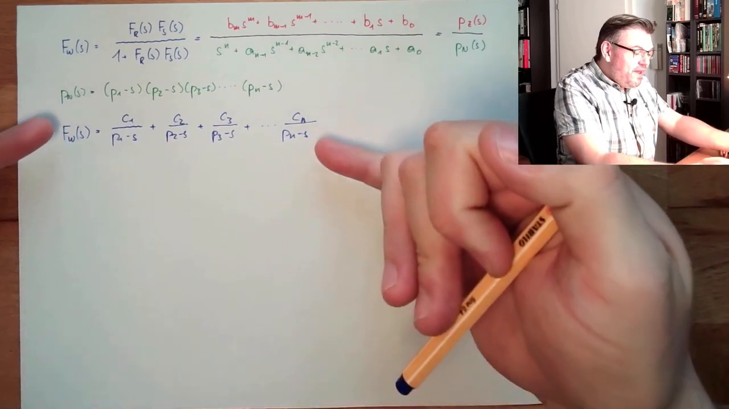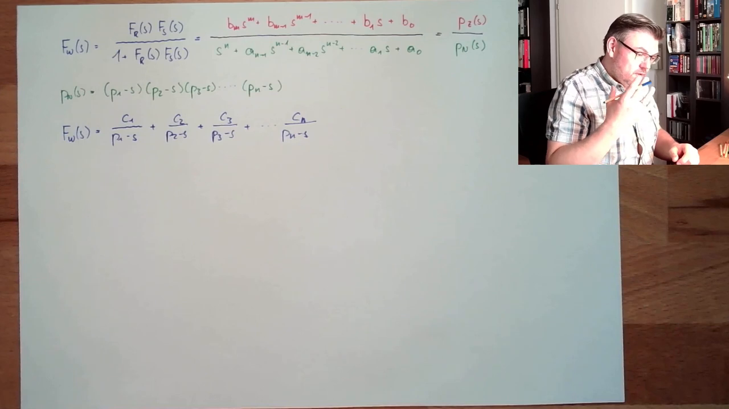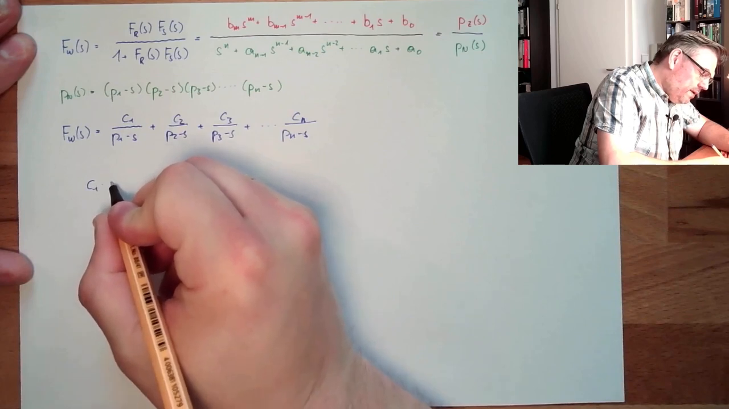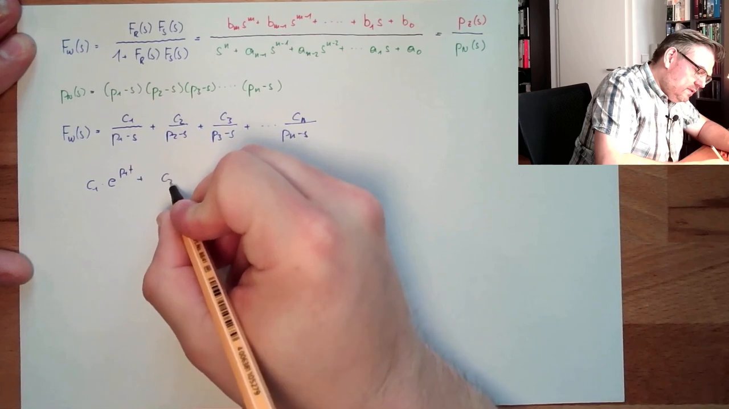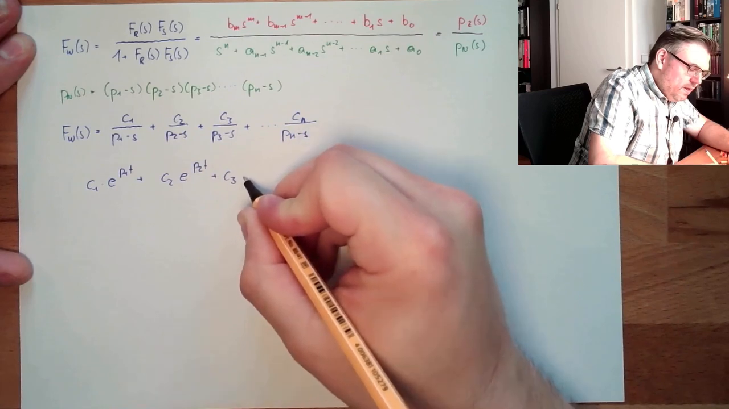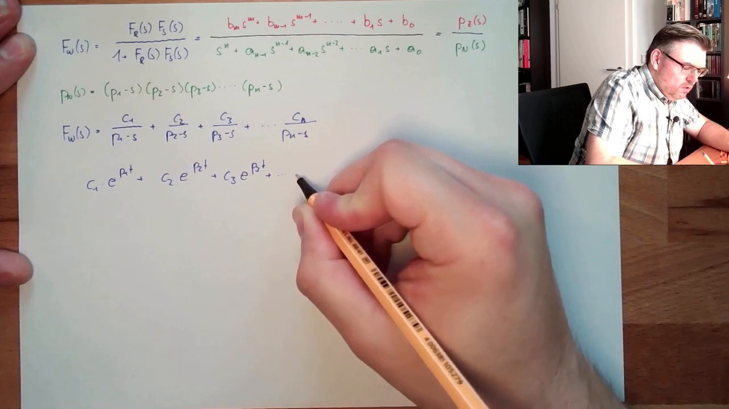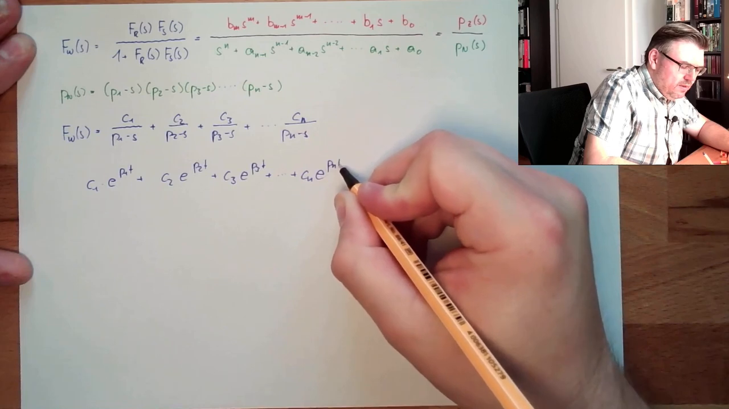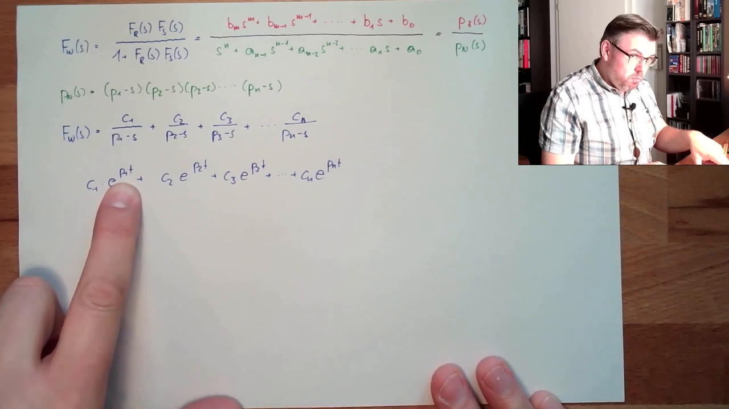And if we transfer this to the time domain, we would reach something like this: c_1 multiplied by e raised to the power of p_1 t, plus c_2 e raised to the power of p_2 t, plus c_3 e raised to the power of p_3 t, plus and so on, plus c_n e raised to the power of p_n t. So here in these exponentials I always have this pole point.